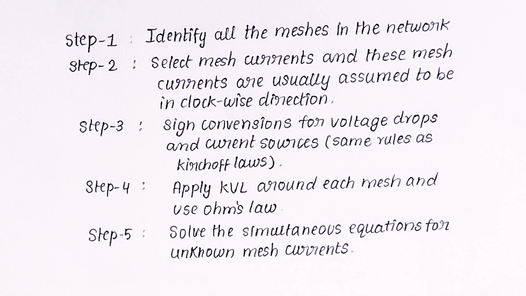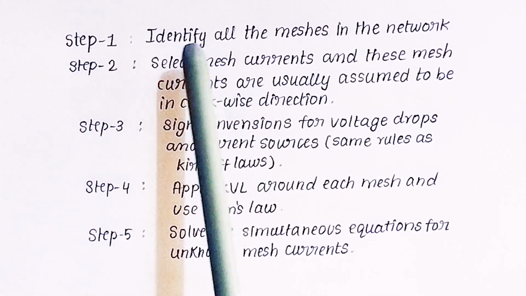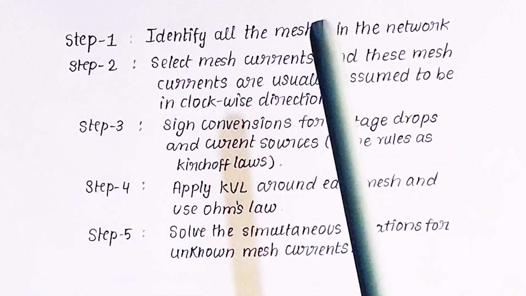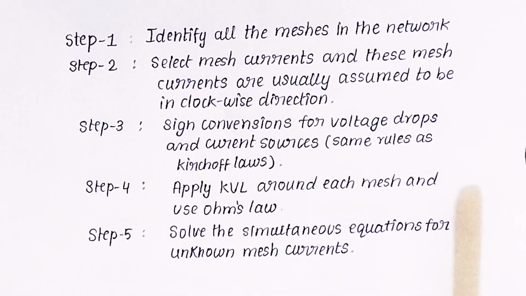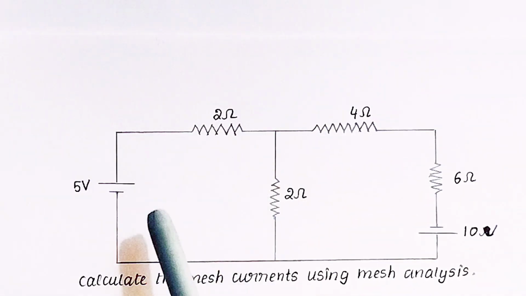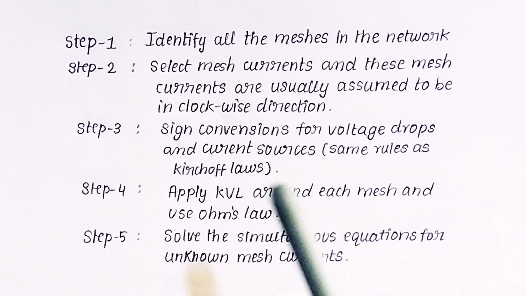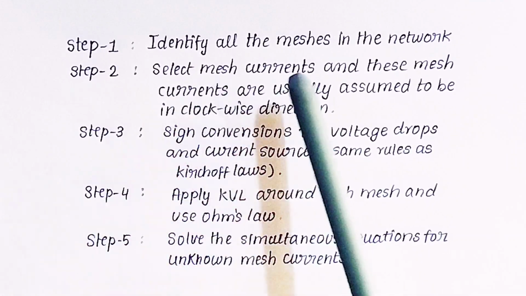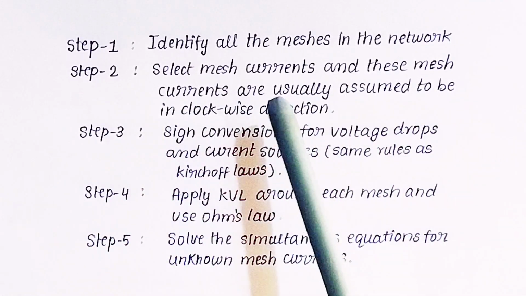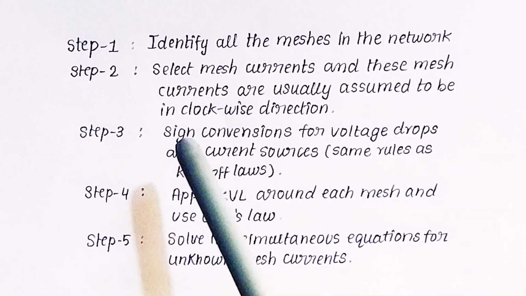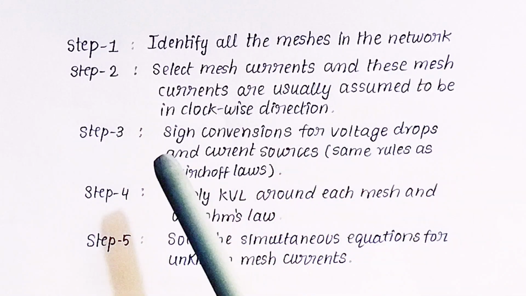Step 1. Identify all the meshes in the network. Now, meshes are the independent loops that are present in the network. For example, in this example problem, we have the meshes as these independent loops. Now, in step 2, we have to select mesh currents, and these mesh currents are usually assumed to be in clockwise direction. So we will assign the currents in clockwise direction.